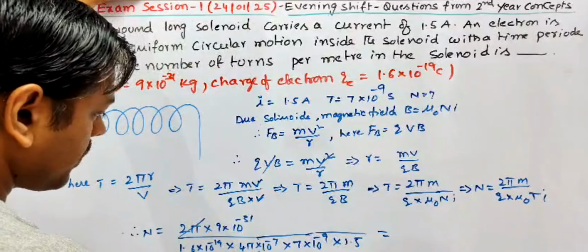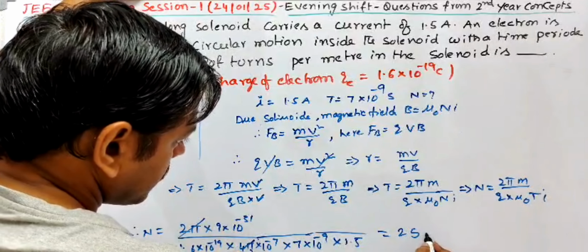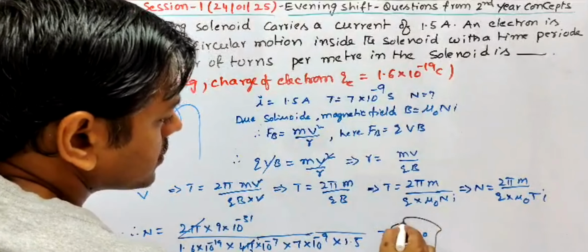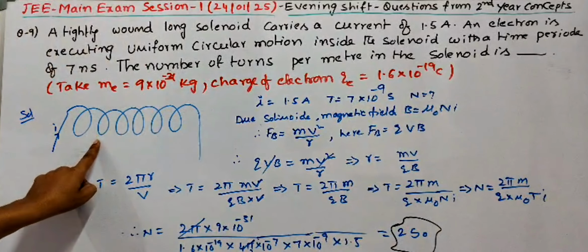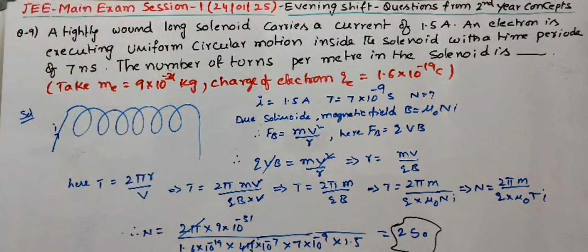Okay, this 2 pi, this 2 times. When you're doing this one, finally you get the answer equal to what? 250. This is the answer for this question. So this solenoid contains 250 turns. Okay, right.